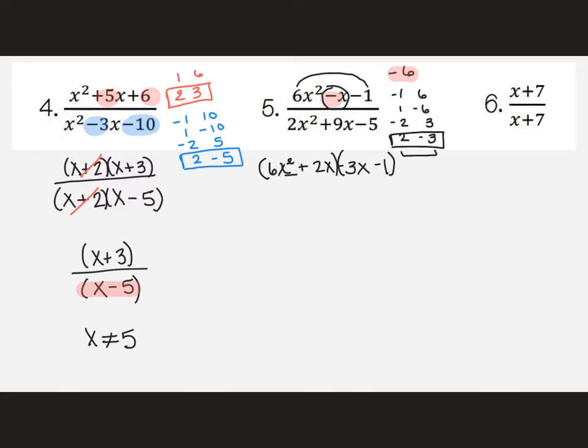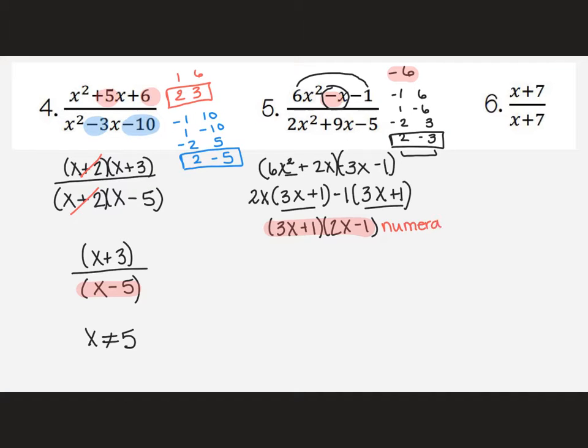In the first group, I can factor out a 2x, and left I have 3x plus 1. In the second group, I can factor out a -1, and I'm left with 3x plus 1. When I rewrite, I can factor out this 3x plus 1, and I'm left with 2x minus 1. So this is going to be my new numerator. So I'm just going to write myself a note because we're going to factor the denominator next.